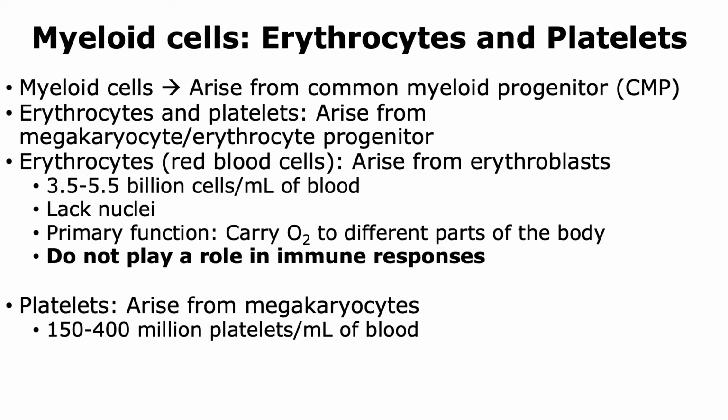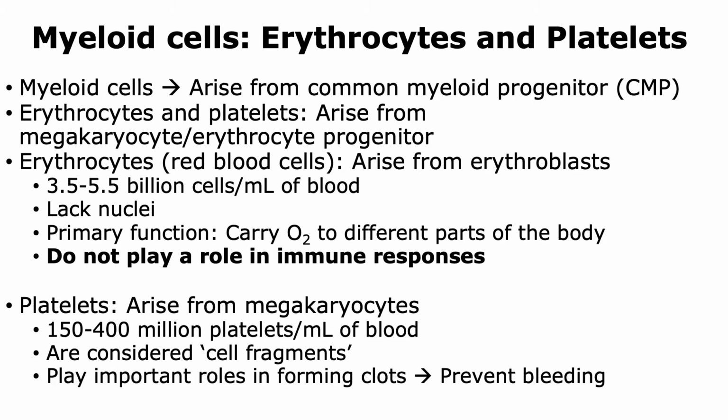Platelets, on the other hand, arise from megakaryocytes. So they're also myeloid cells, and there are numerous platelets that are also present in blood. Now, platelets are not considered as intact cells, but they're considered as cell fragments and play very important roles in forming clots. Clot formation is really important because it prevents bleeding, and so you won't have blood loss when there is a cut that results in damage to blood vessels.